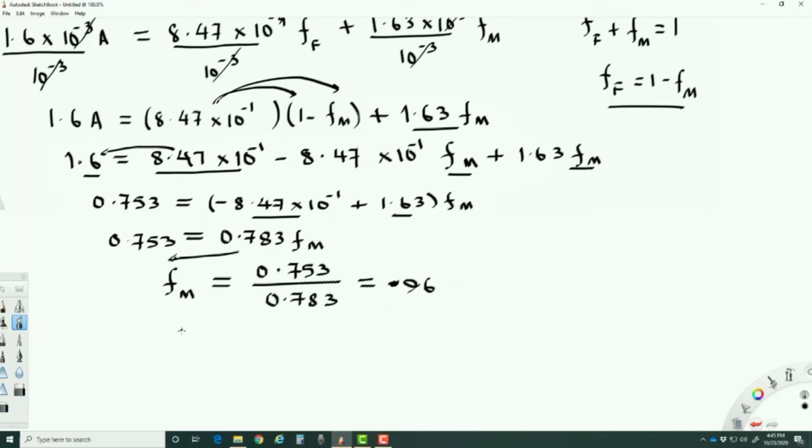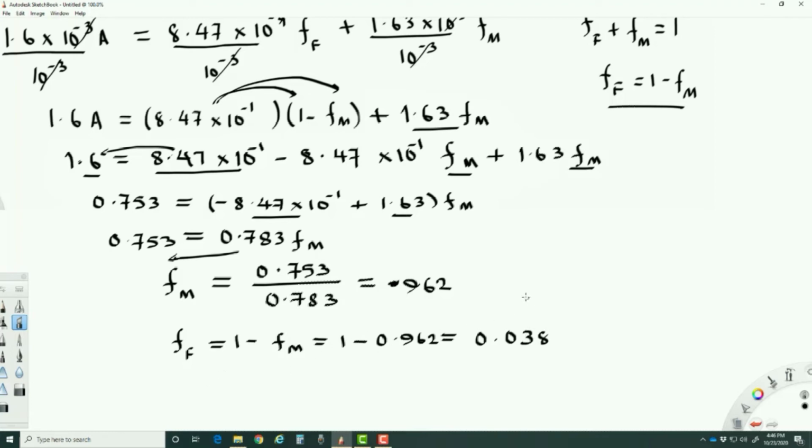And then to find F sub F, that would be 1 minus FM. That means 1 minus 0.962, that's what I got. So that would be 0.038.